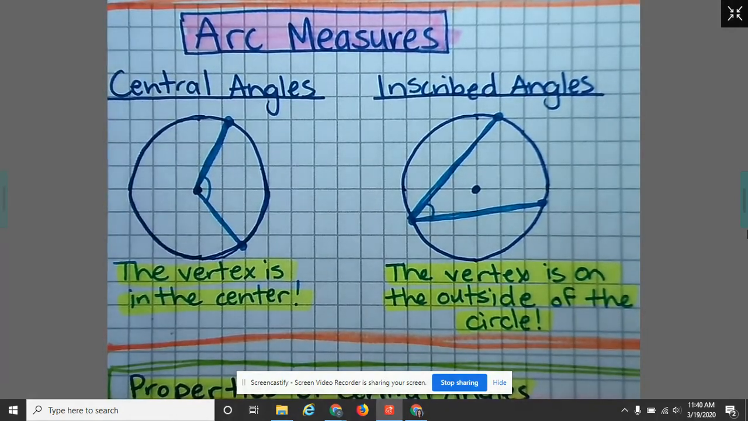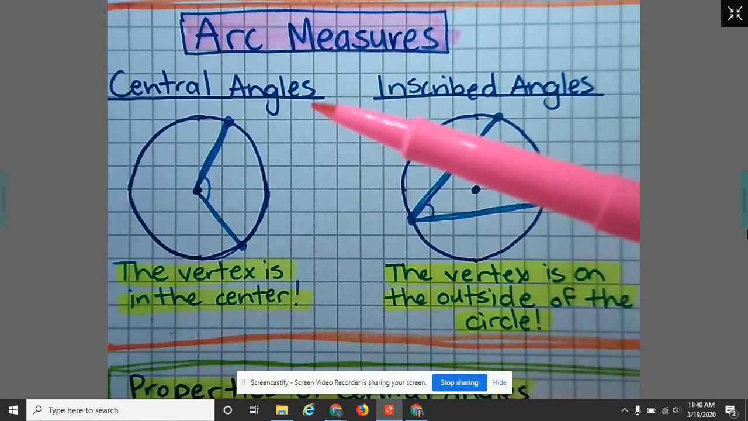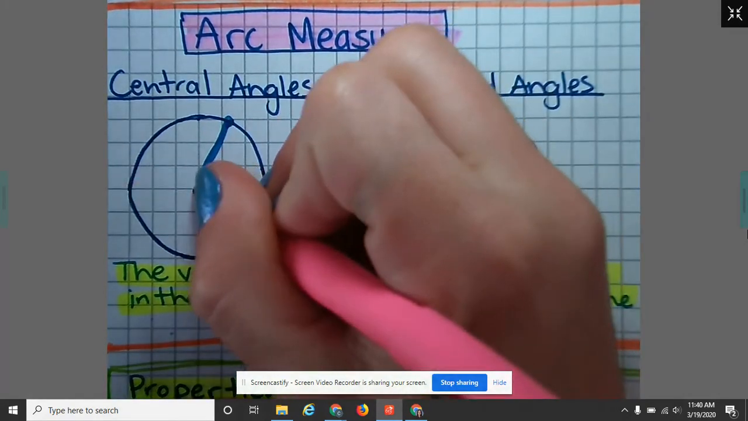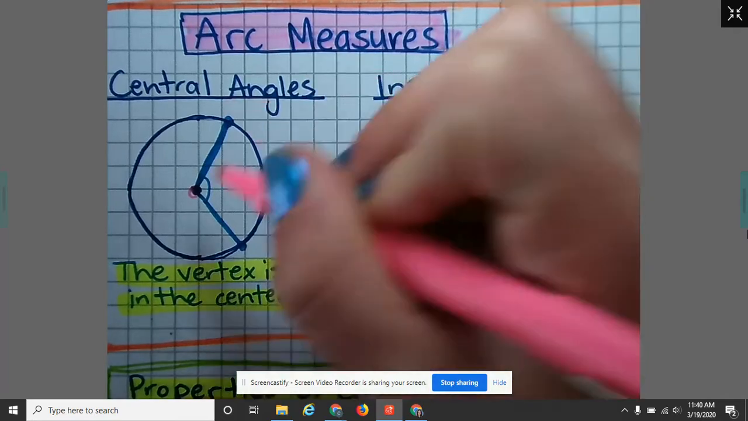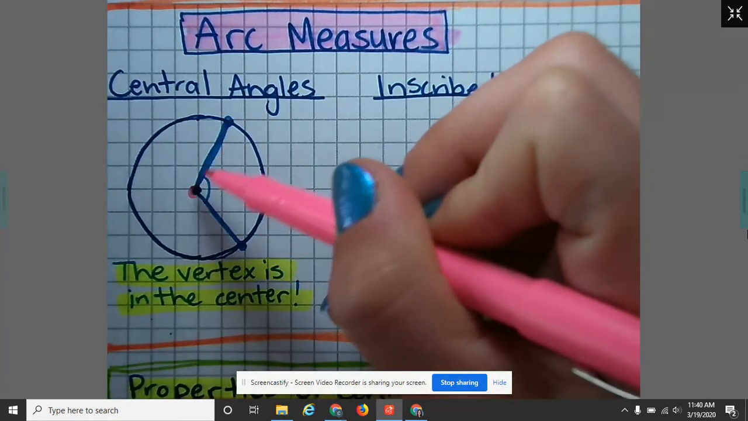All right, so what you're going to be learning today is how to find arc measures within a circle. There are two types of angles. So there are central angles, and that is where the vertex is in the center. Just a reminder, this is the vertex of your angle. Okay, so here is a central angle.